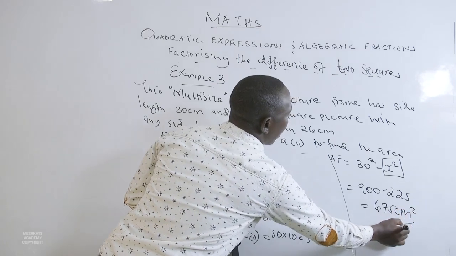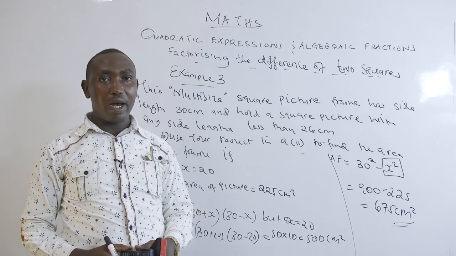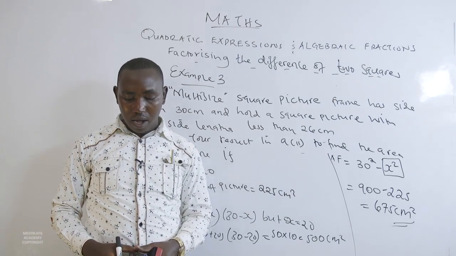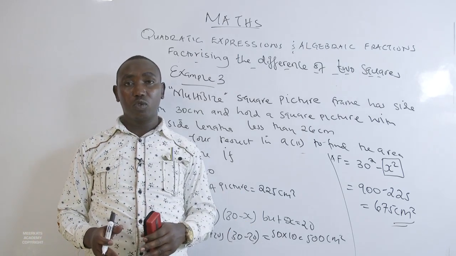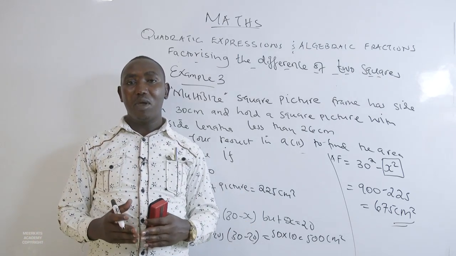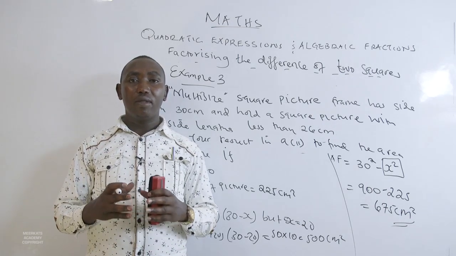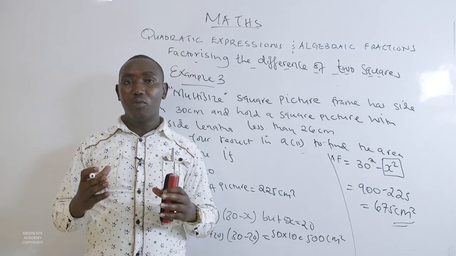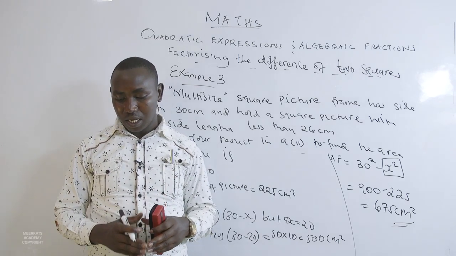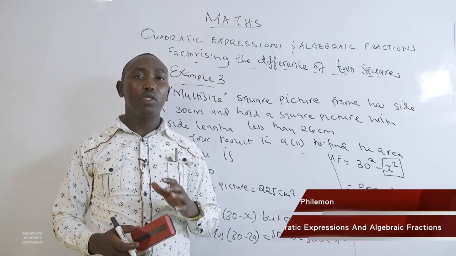675 square centimeters. So this brings us to the end of our lesson today on how we can factorize the difference of two squares. Always remember that before you proceed, you must ensure that you remove the most common term or factor first. Next time when we meet, we are going to look at how we can group by pairing.